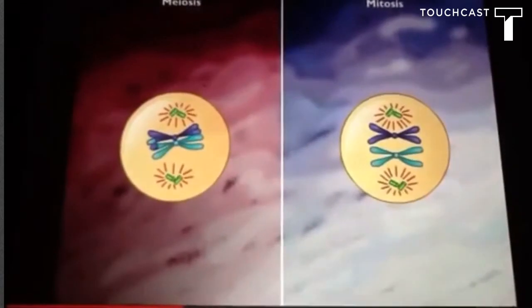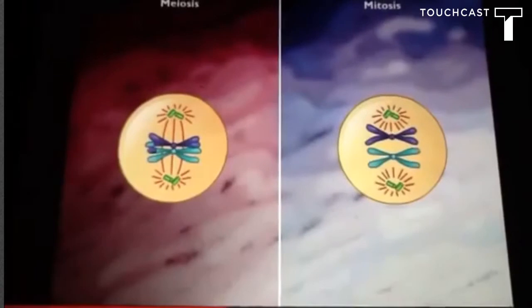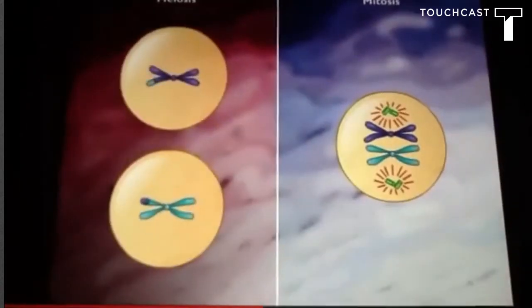Mitosis is a stage during which the cell's nucleus divides into two nuclei. During mitosis, one copy of the DNA is distributed into each of the two daughter cells.